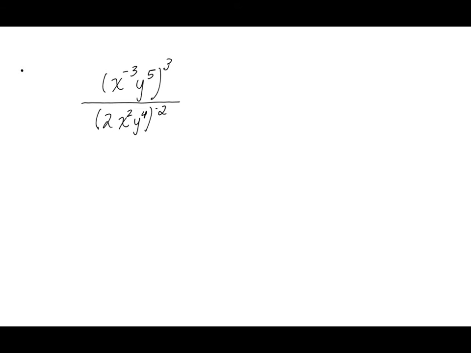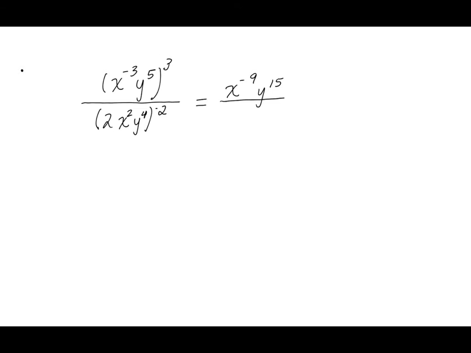multiply the exponents. So x to the negative 3 raised to the 3 would become x to the negative 9, and the y raised to the 5 raised to the 3 would become y to the 15.